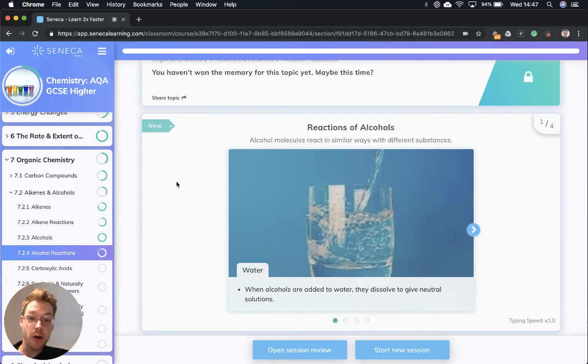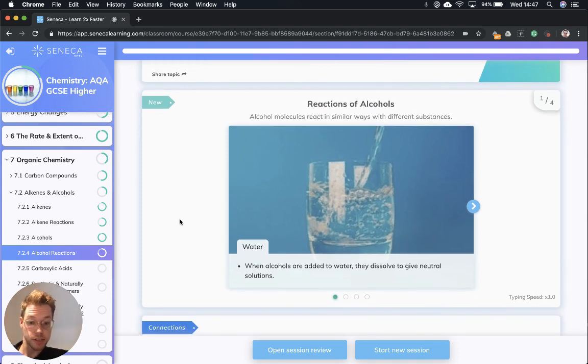So, reactions of alcohols. If you want to get up to speed on alcohols, check out the other revision episode on alcohols. We go over the functional groups and the names of the 4 smallest alcohols, so that will get you up to speed. But let's get on with the reactions. When an alcohol is added to water, they dissolve to give a neutral solution. So that's the first reaction.